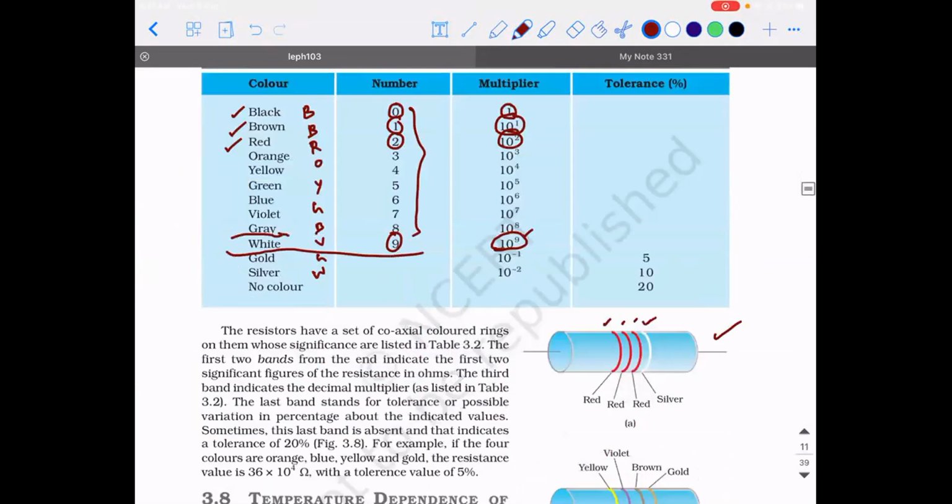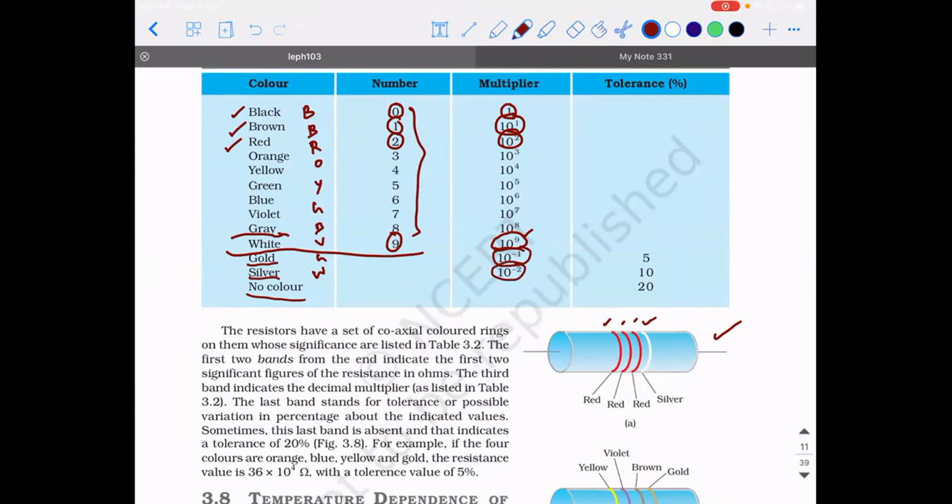This white color line will be either made of gold, silver, or sometimes there will be no color itself. So if you see gold or silver, then their multiplier is 10 power minus 1 for gold and 10 power minus 2 for silver.